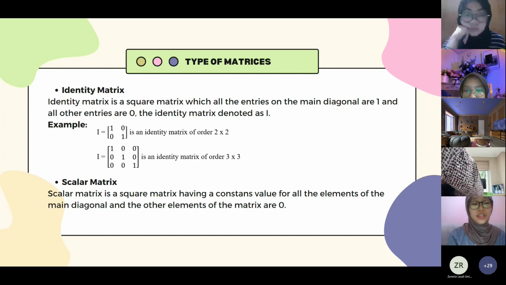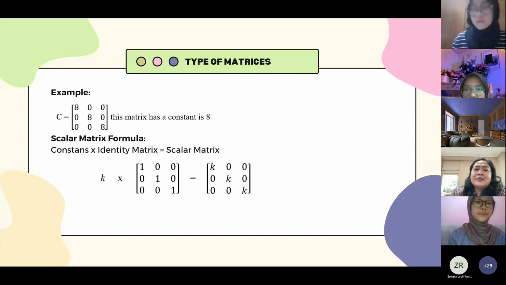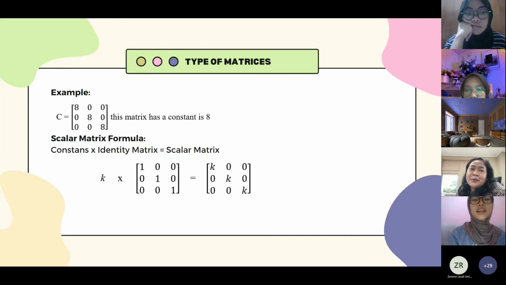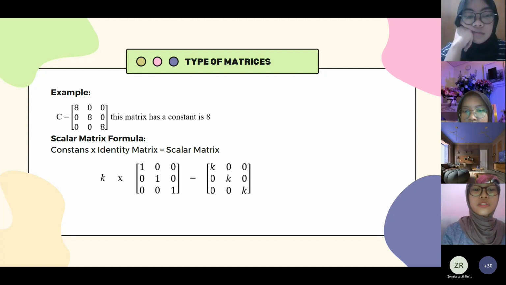Next, scalar matrix. A scalar matrix is a square matrix having a constant value for all the elements of the main diagonal, and the other elements of the matrix are 0. For example, see 8 0 0, 0 8 0, 0 0 8. This matrix has a constant of 8. Scalar matrix formula: there is a formula for a scalar matrix. Constant times identity matrix equals scalar matrix. The formula is like this.